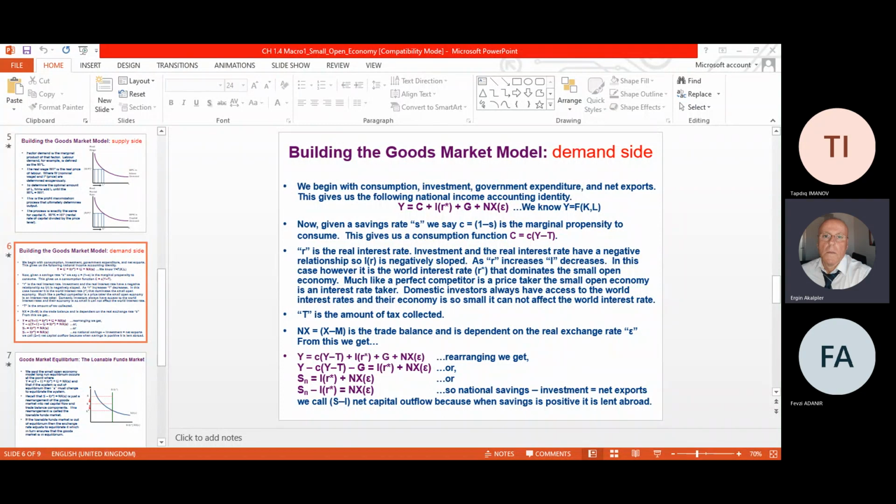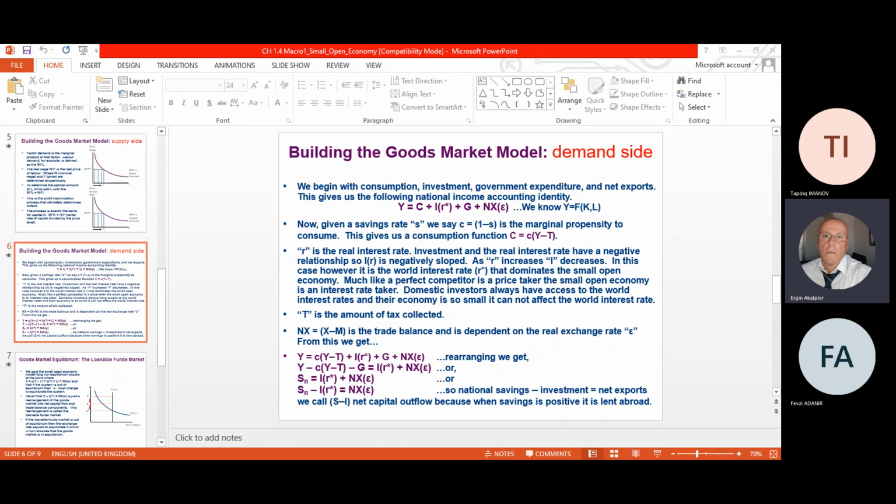Domestic investors always have access to the world interest rate because they are in this market and their economy is so small it cannot affect the world interest rate, because the capital amount used in the larger markets is much bigger than that of a small country. And as I said, this is also heavily affected by government policy, the tax policy. If the tax rate is high, this also heavily changes the amount of money which is going to be used in the system.